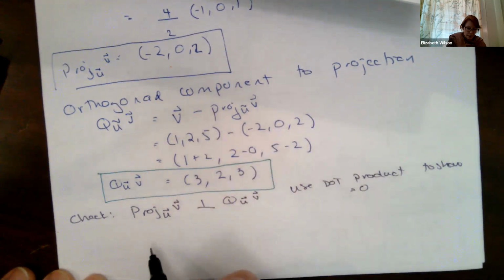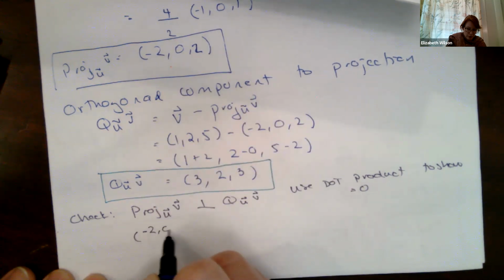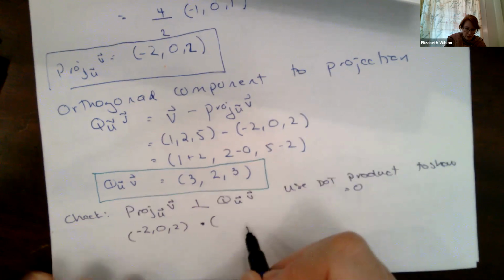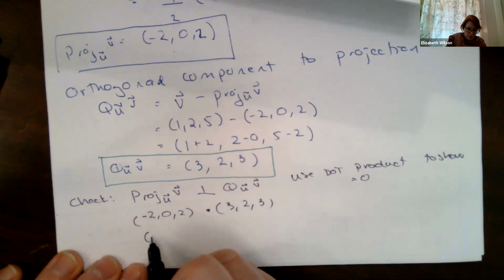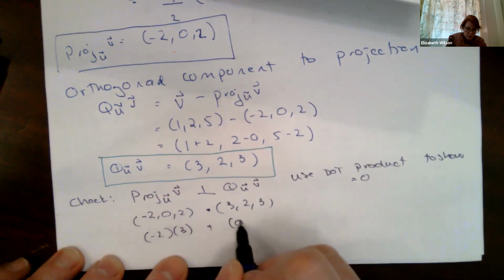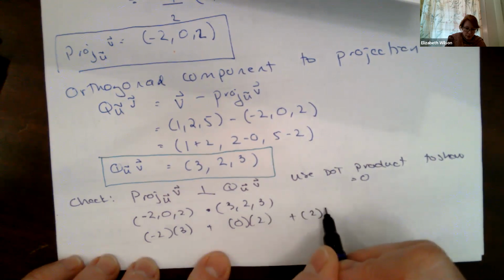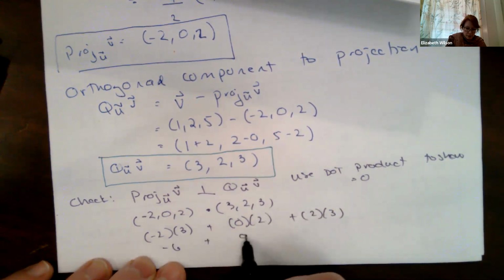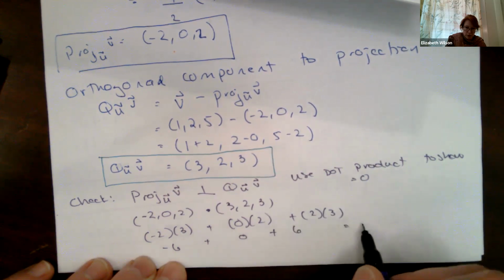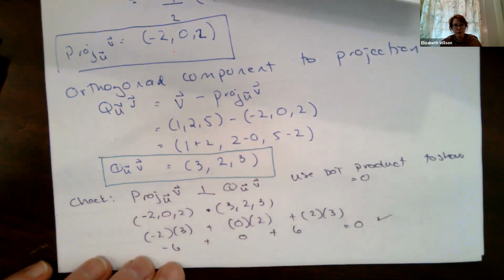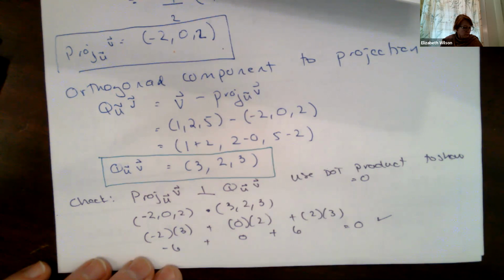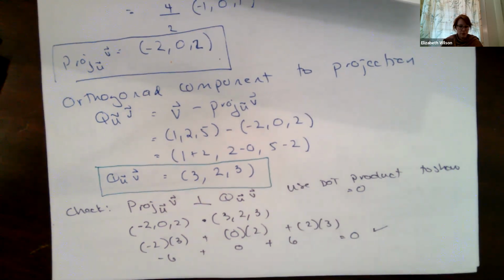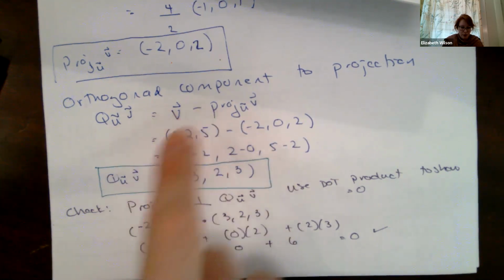So I'm going to do my dot product here, using the projection, minus 2, 0, 2, dot with my orthogonal component, 3, 2, 3. So components to components: minus 2 times 3 plus 0 times 2 plus 2 times 3. This is minus 6 plus 0 plus a positive 6, which is going to equal 0. My dot product is equal to 0. The angle between this one and this one is equal to 90 degrees. So that's how we show that those two are orthogonal to each other, which they should be because we calculated this one from our projection.